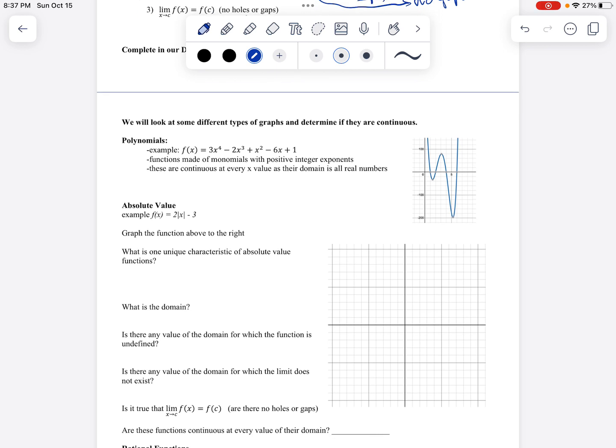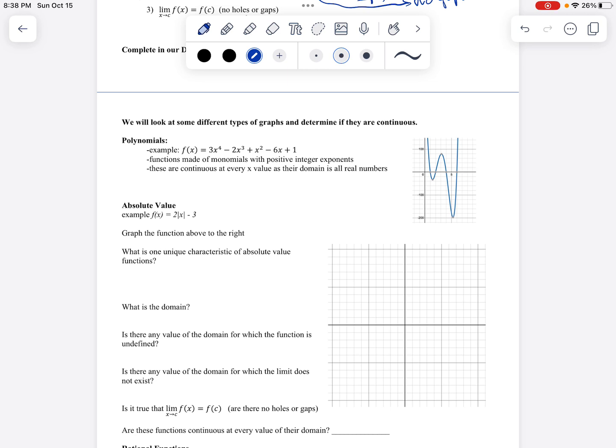All right, we're going to look at some different types of graphs, and we're going to determine if they are continuous. So first of all, polynomials. A polynomial is just a string of monomials, which is a number and a variable and an integer exponent. These are functions. You're familiar with the quadratic, the cubic. This one here is a quartic because it's the power of the 4. You can have powers as high as you want.